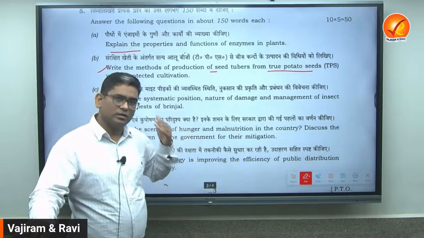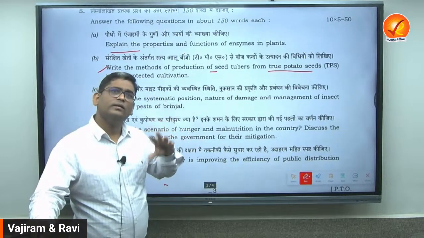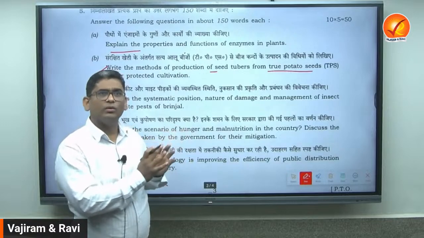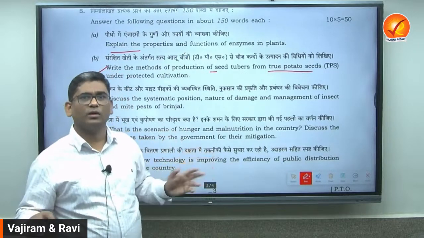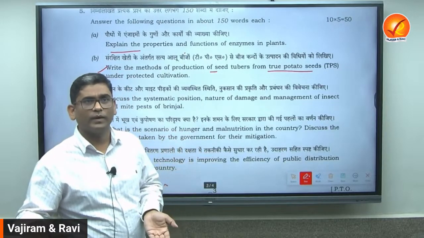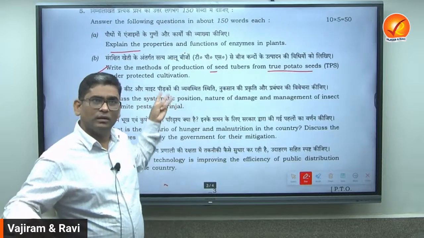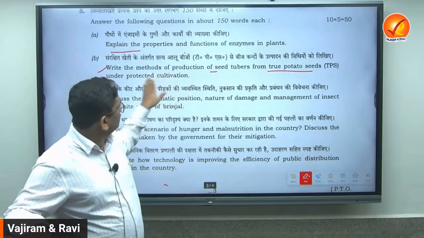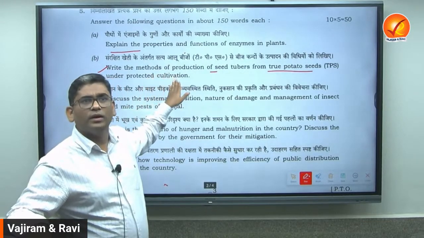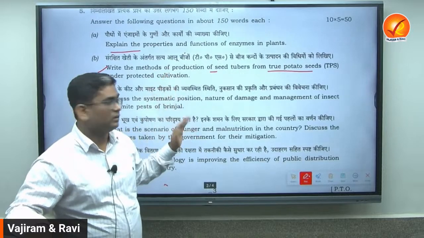So then just multiply it in a proper condition, store it in a cool climate, and then distribute it to the farmers, or you can use it in your multiplication program. Okay, so 3 methods are there, I have already given for this one. This was fun. Some students find it difficult because they don't know what the methods are, that was the thing.